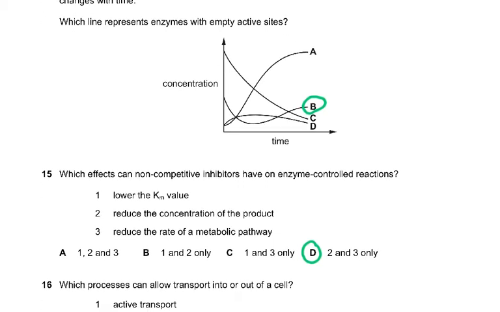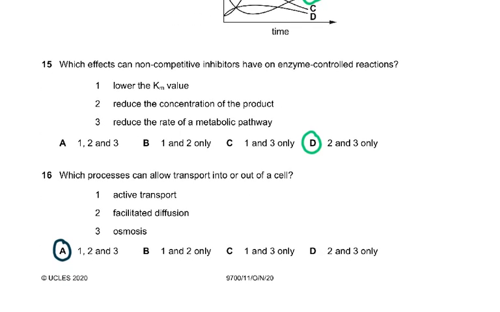Then 15, which effects can non-competitive inhibitors have on enzyme controlled reactions? They lower the Km value, they reduce the concentration of the product, reduce the rate of metabolic pathway. Now, naturally, when you have a non-competitive inhibitor, if you look at the graph of a non-competitive inhibitor, it is going to attach somewhere other than the active site and change the shape of the active site. So it will reduce the concentration of the product. So that is why the answer was 2 and 3, and reduce the rate of metabolic activity. So this is all what we had to do for question 15.